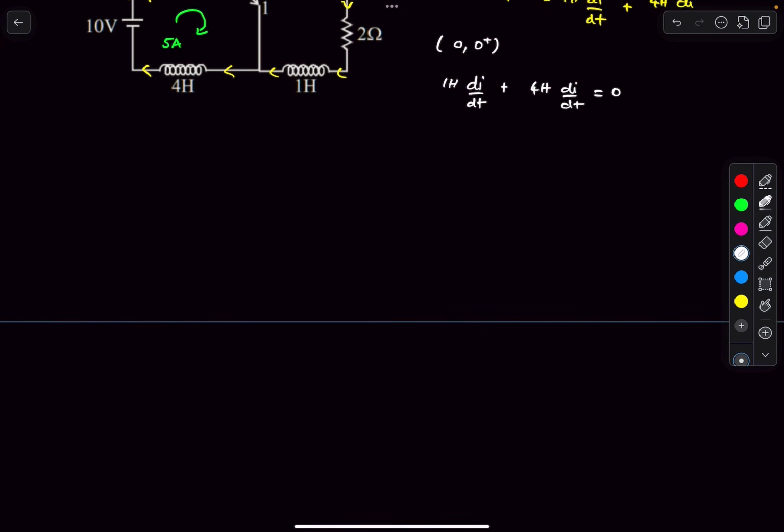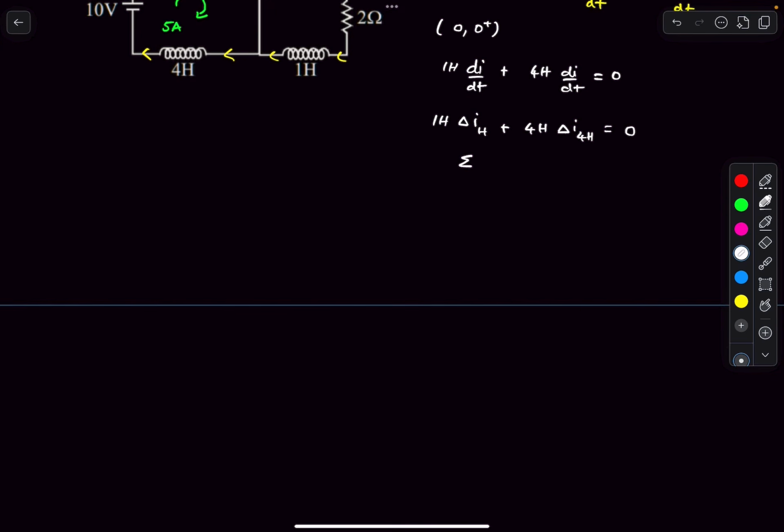Now, if we just integrate this with respect to time, this becomes 1 Henry times delta of I in the 1 Henry inductor plus 4 Henry multiplied by delta of I in the 4 Henry inductor equals 0. So basically, sigma Li delta I in the ith inductor equals 0.